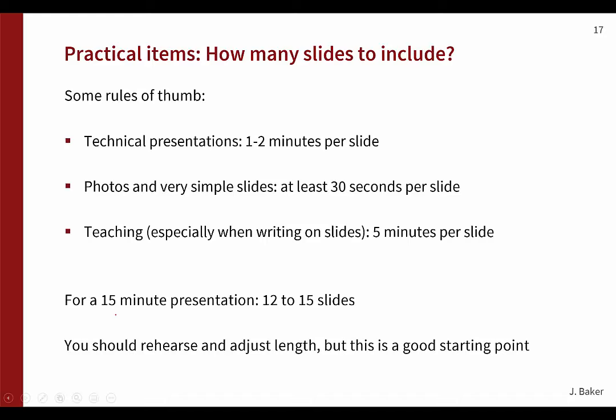And then, if you're in more of a teaching format, maybe that's a little more like what this presentation is, where I'm trying to really have some more detailed takeaways along the way. And especially if I'm writing on the slides, doing any sort of derivation or anything like that, I start aiming for about 5 minutes per slide. So I want to go at a much more steady pace.